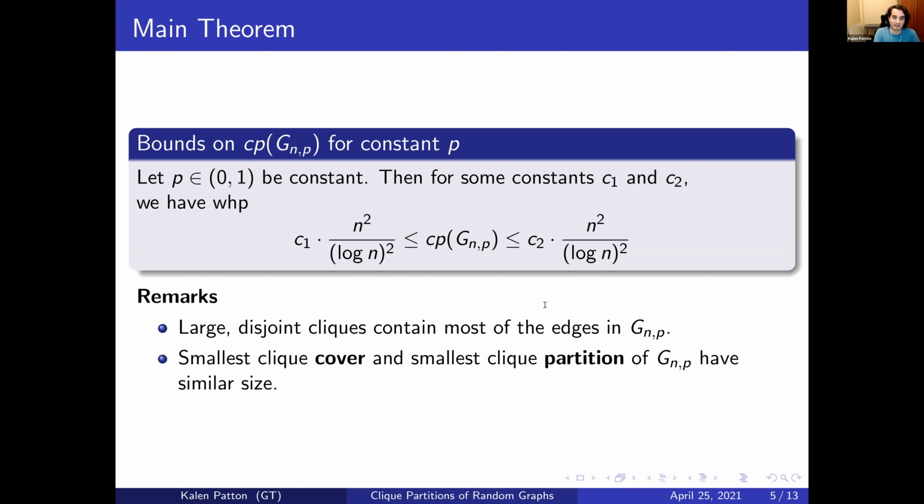It also tells us that the smallest clique cover and smallest clique partition of G(n,p) are usually roughly the same size, the same order of magnitude, which is not always the case in general. In general, you can find graphs that have significantly different clique cover and clique partition numbers.